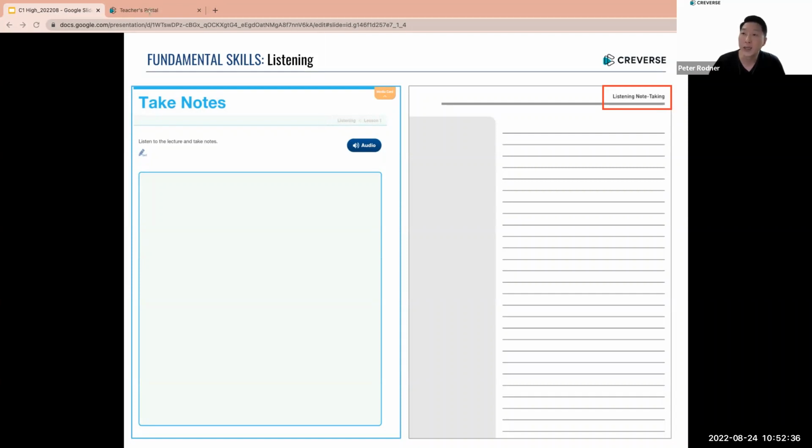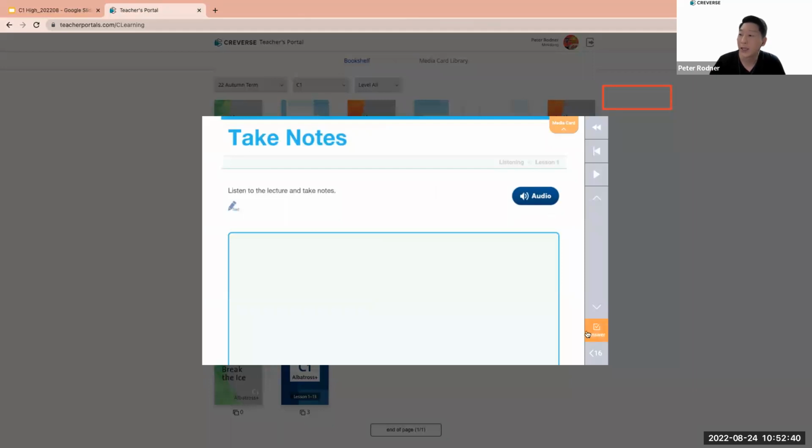So for this, just to show you, if I press the light bulb, I get nothing. It's just a blank page and it says, hey, listen and take notes. The only thing that you really need is this audio button.